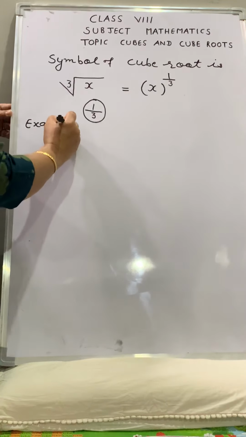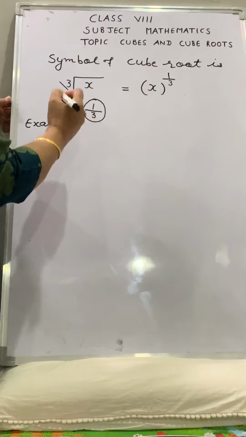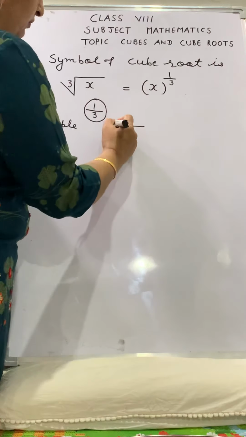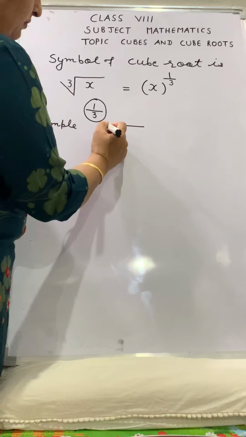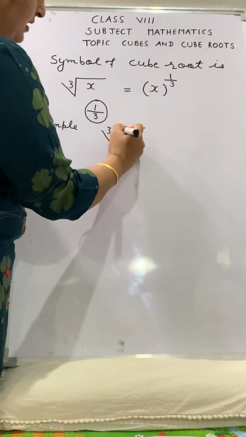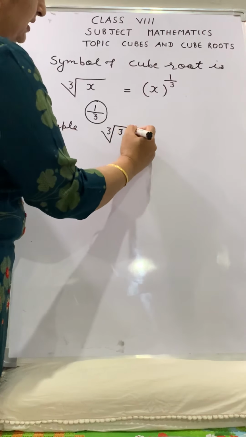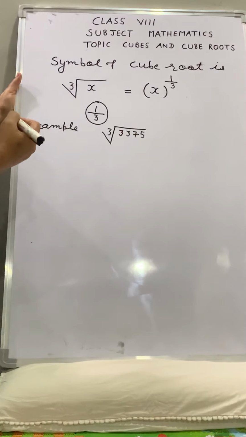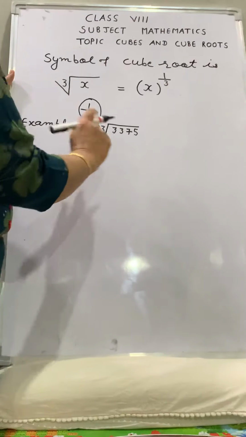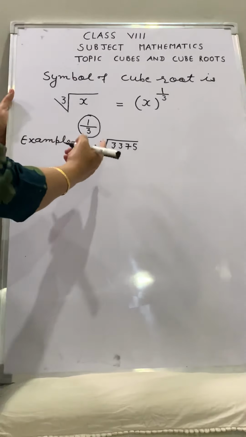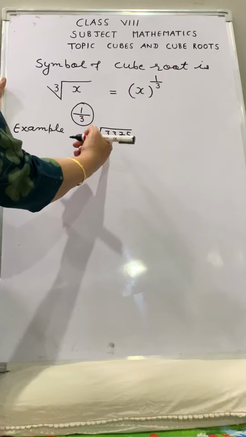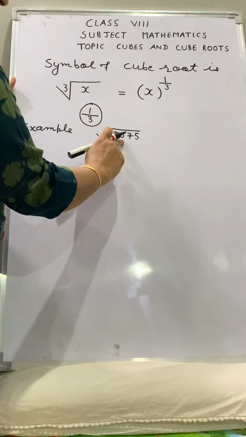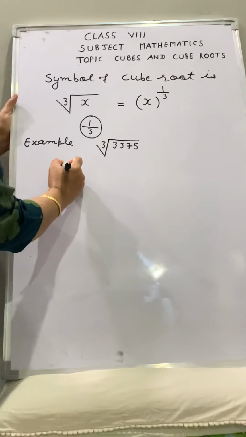Example: if you find the cube root of 3375, there are only two methods. First is the prime factorization method. In the prime factorization method, we make prime factors of 3375.